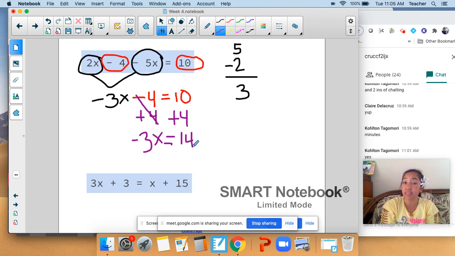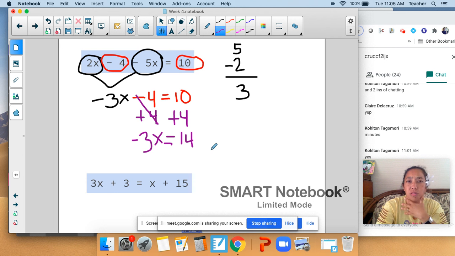Okay, so in this practice today, you're going to have a lot of answers that are not nice whole numbers. They are going to be mixed numbers, and you have to simplify your fractions. Don't leave it as an improper fraction. So this is an example of that. We have a negative 3x equals 14.